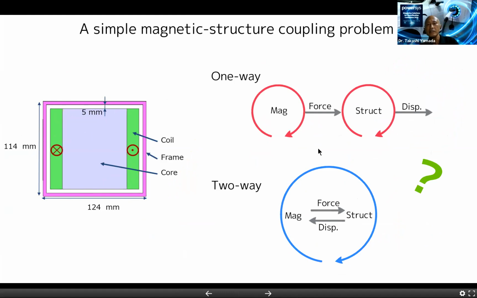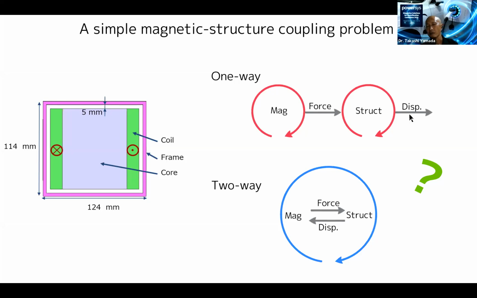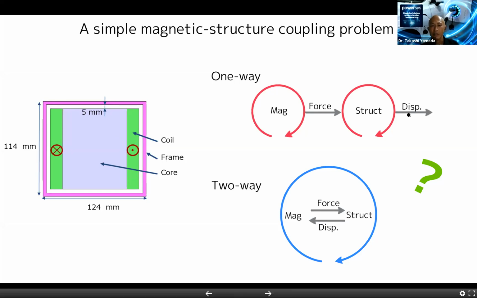So the usual way is we can calculate the force with magnetic field calculation very nicely. And you can apply this force history or spectrum to a mechanical model like this one. Then you can get displacement or velocity or sound pressure. The other way is a bit more complicated, but you can do this: you can solve the magnetic field and structure, exchanging the force and displacement.